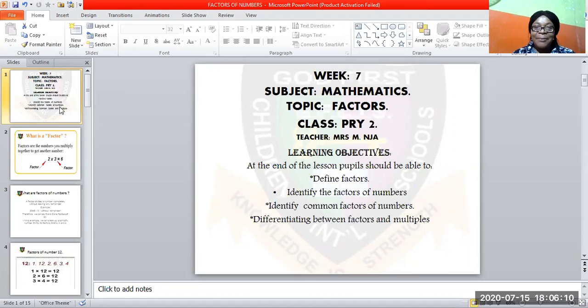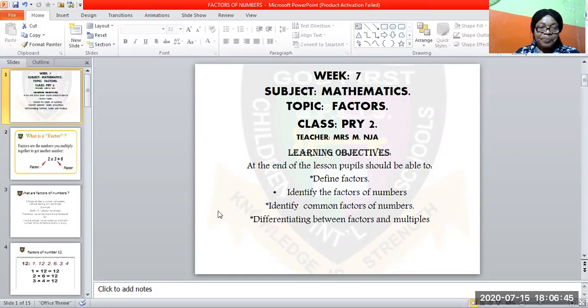Beautiful. Now, what are the objectives of today's lesson? At the end of the lesson, you should be able to define factors, identify the factors of numbers, identify common factors of numbers, and differentiate between factors and multiples. Do you understand? Very good.